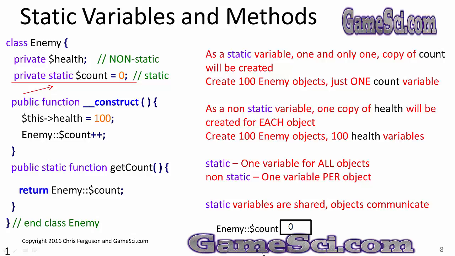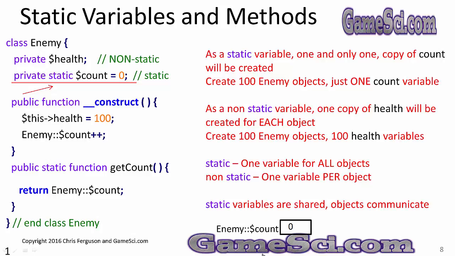When you create a static variable, you get one variable for all the objects to share. You create a non-static variable, you get one variable per object. Static variables are shared amongst all the objects, whereas non-statics, they all get their own copy. Statics can be used to communicate. It means objects can talk to each other through static variables because they're sharing the same variable. Something put into a static variable by one object can be read by another object.